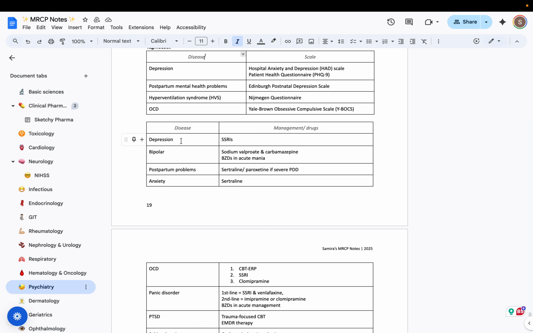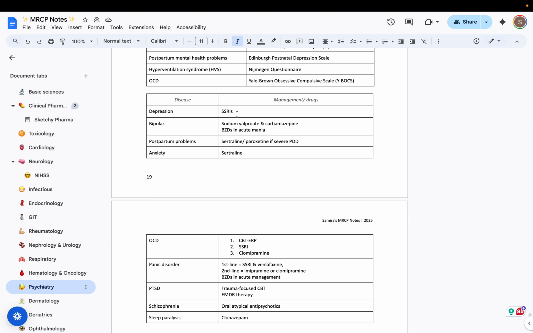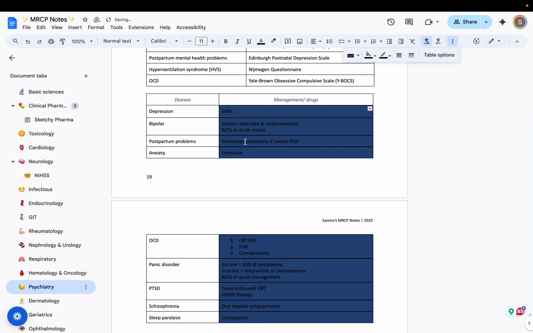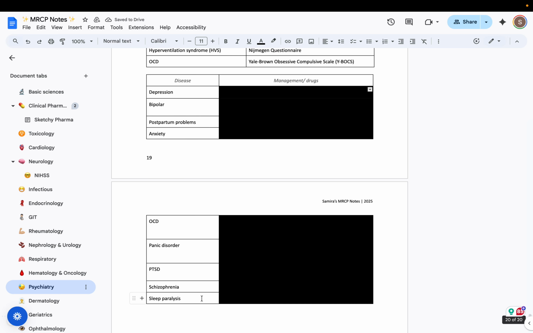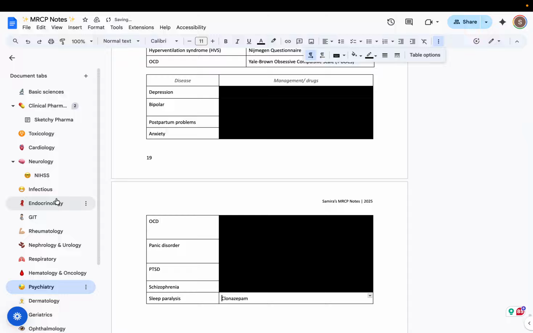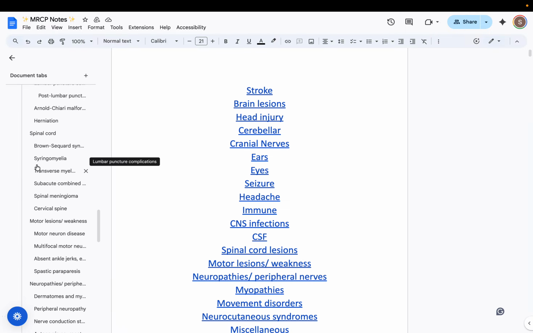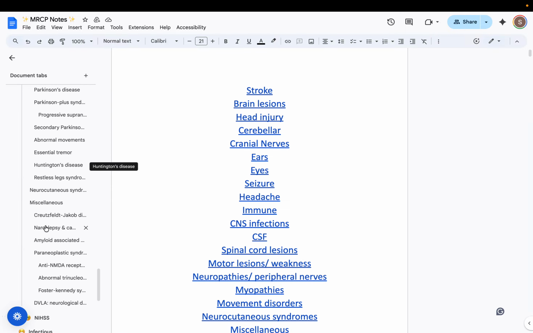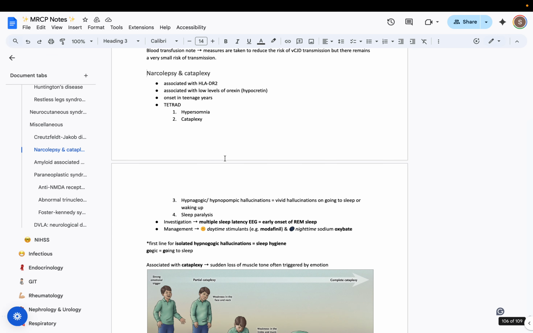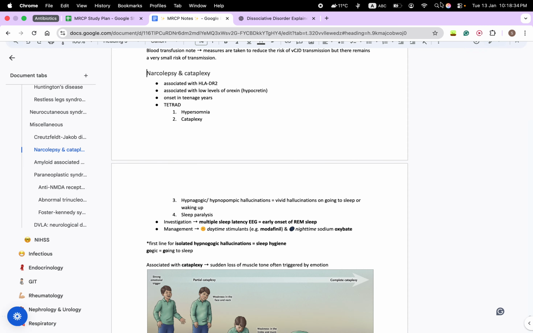This is easy. Okay, disease and management. I'm going to cover these and then say them. Okay, let me start from here. Sleep paralysis. I believe if this means narcolepsy, I just read this now, so it's clonazepam, but I also want to read this from Neuro. Narcolepsy.